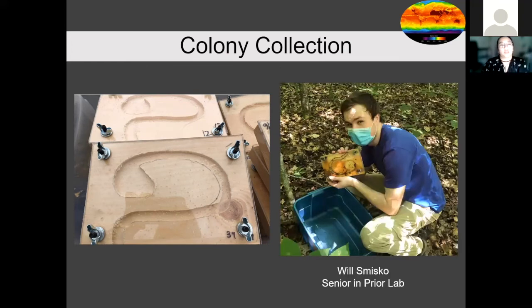This work was done this past summer. Thank goodness, past all of these COVID complications, a senior in our lab, Will Smisco, who was also a summer scholar at Binghamton University, helped do a majority of this work. This is a picture of him. I think this was our second colony we found in these boxes, which was very exciting. It makes colony collection very easy, and they're reusable.